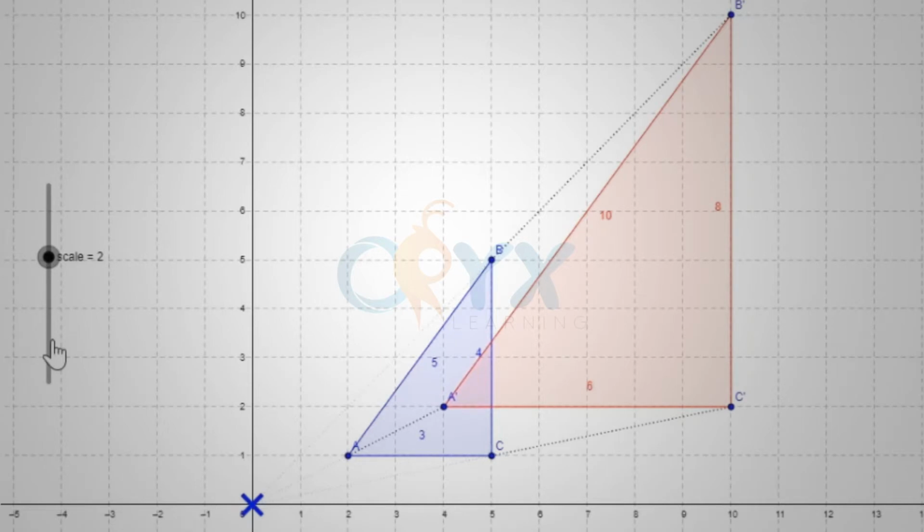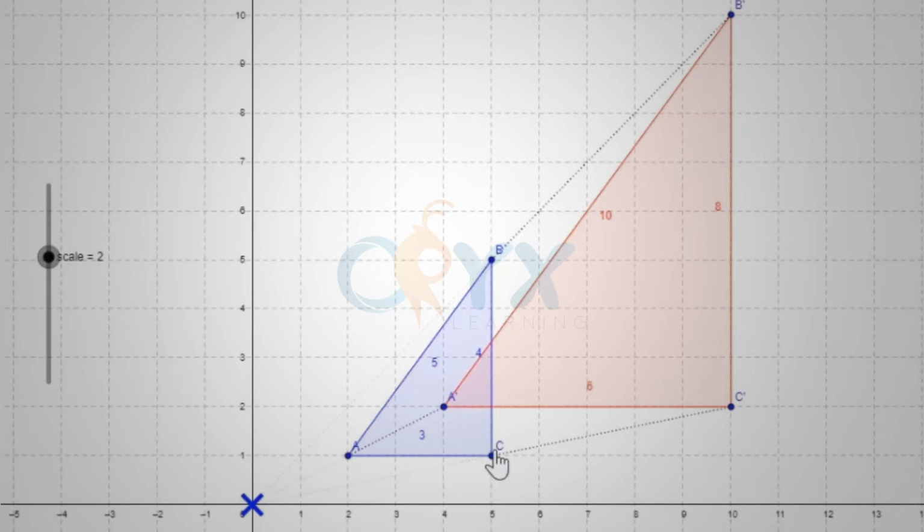So at a scale factor of 2, all of the original coordinate points are multiplied by a k value of 2. So we can see that the original point A, which was (2, 1), was multiplied by a k value of 2. So 2 times 2 gives me 4, and 1 times 2 gives me 2, giving me the coordinate for A', which is (4, 2). The same idea for point B, which is at (5, 5). Multiplying each of the values by 2, 5 times 2 is 10, so that will give me the point B', which is at (10, 10).